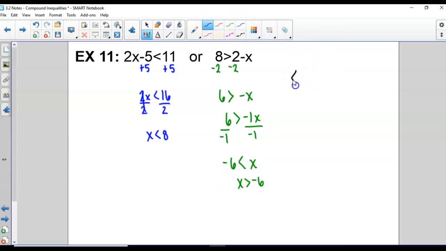So if we graph this, we've got negative 6. We also have 8. And so if we graph 8, we've got open circle, shade to the left. If we graph at negative 6, we've got open circle, shade to the right. Remember, this was an OR problem, and since this is an OR problem and these two graphs overlap, that means all numbers are possible answers. So we would say all real numbers.